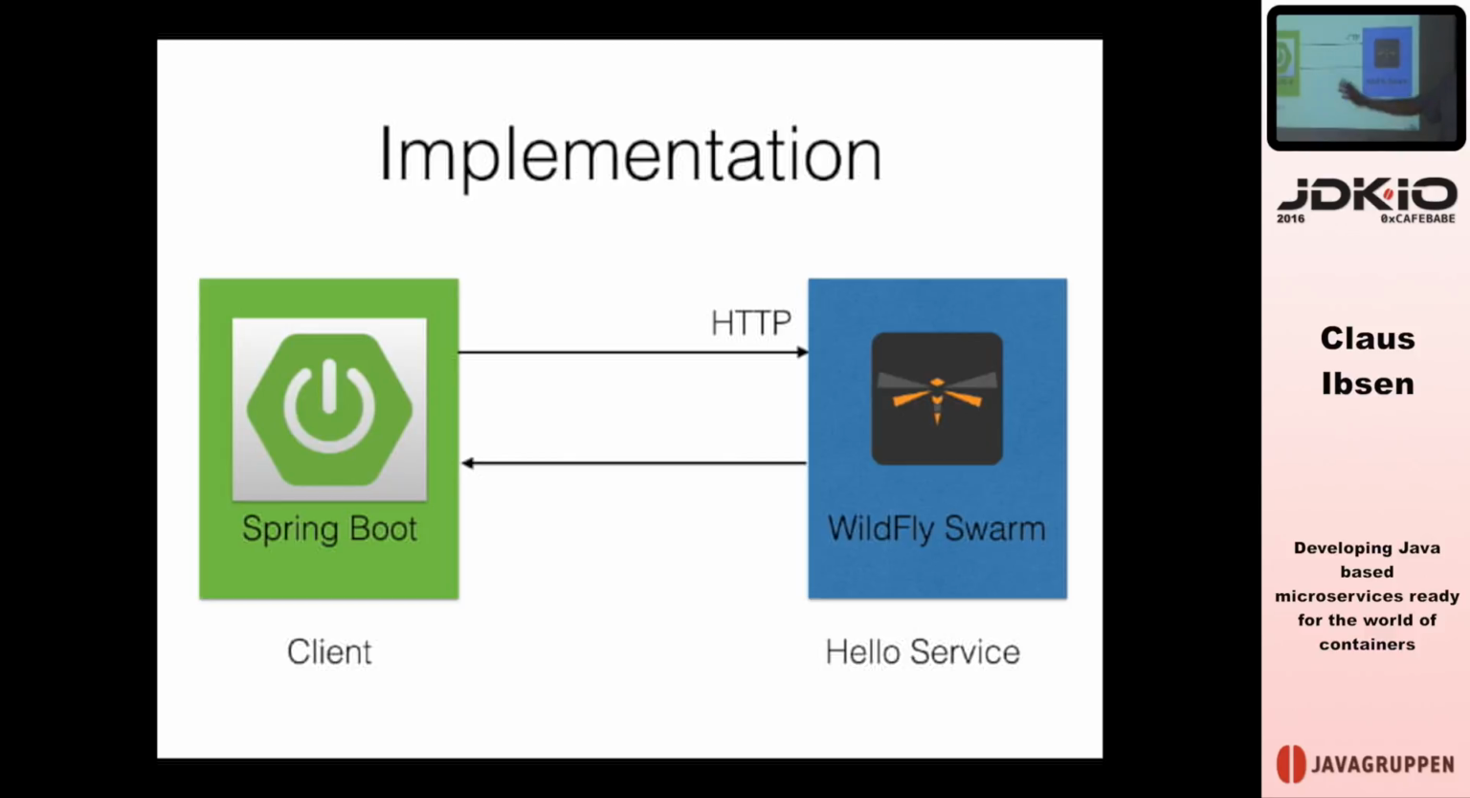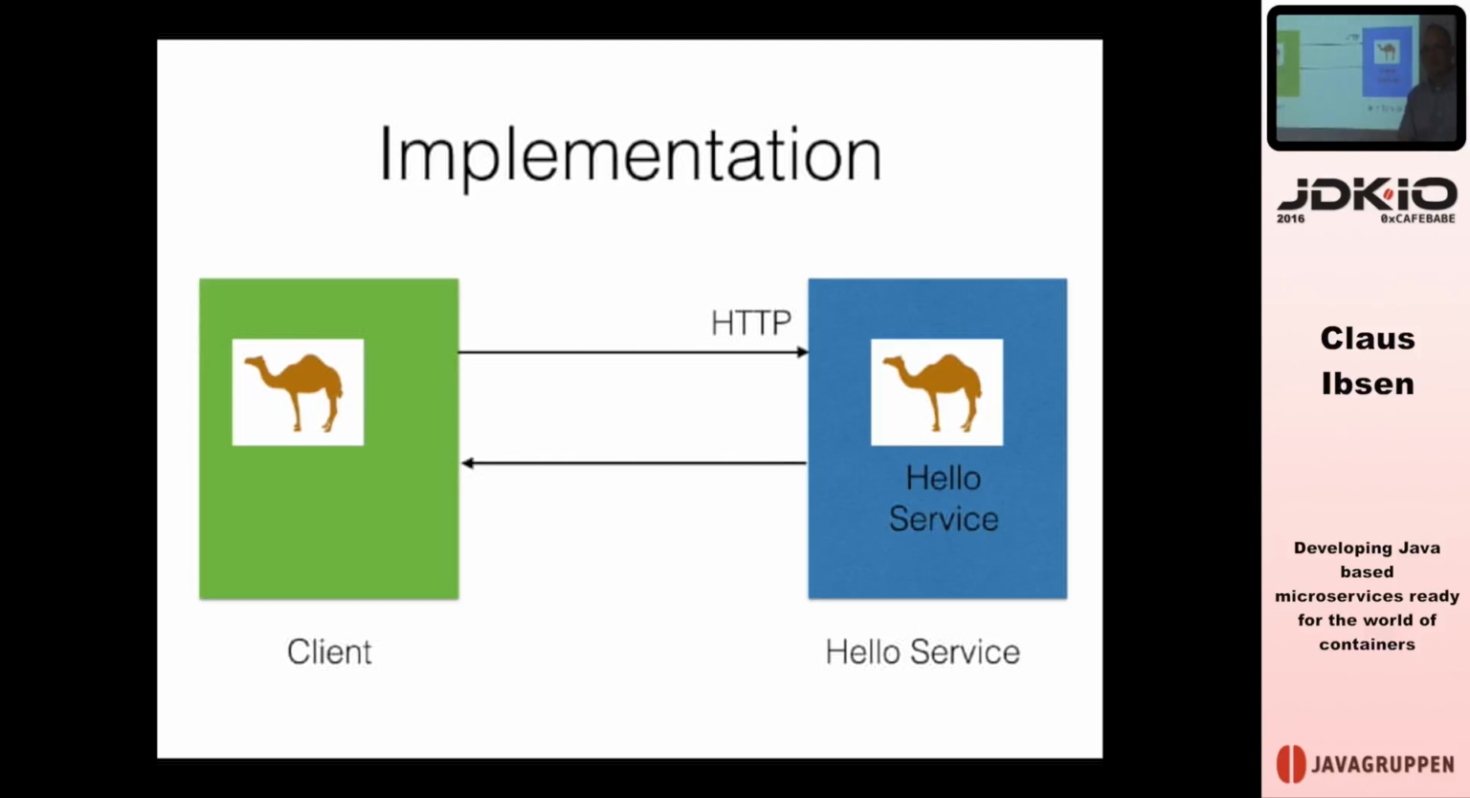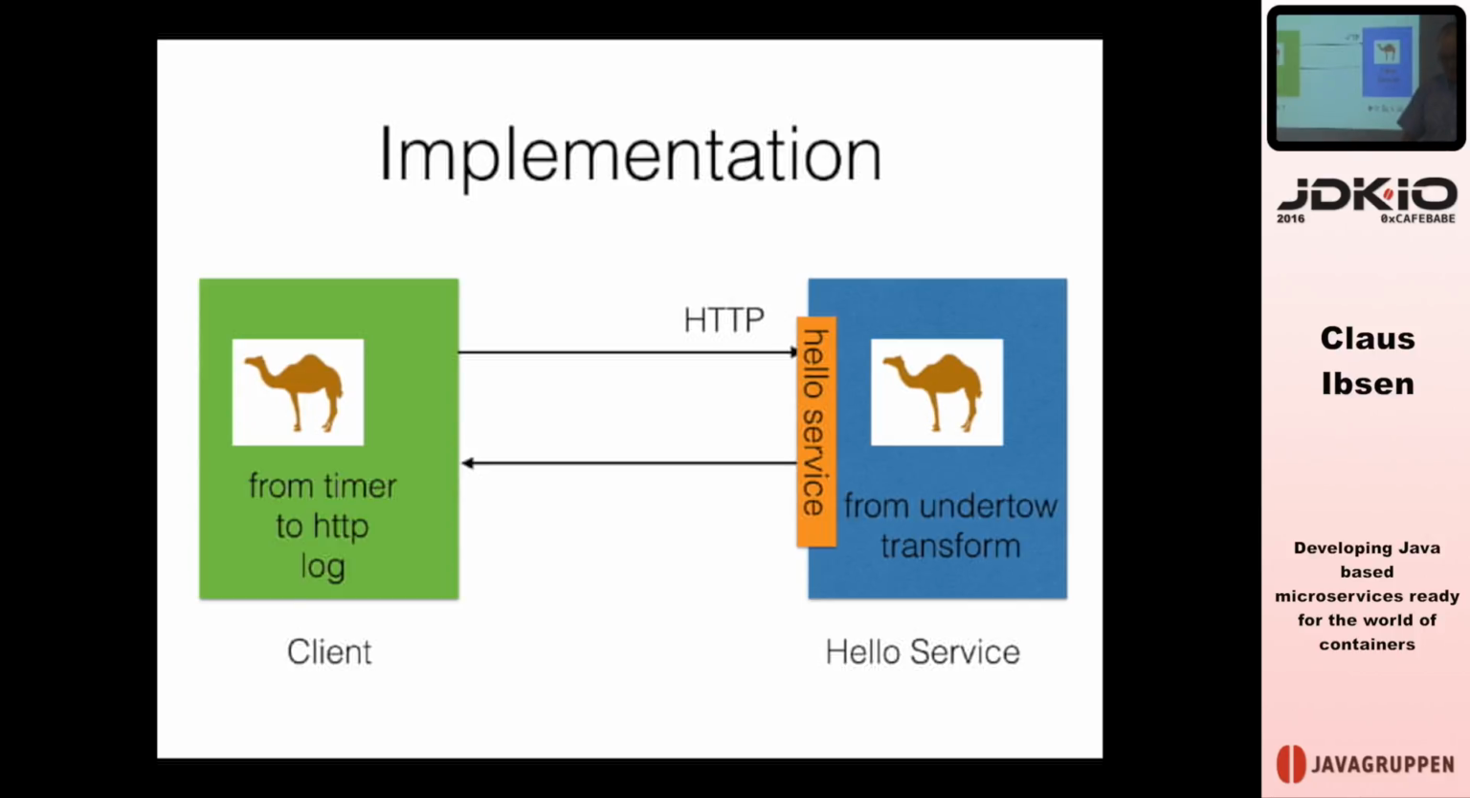And we implement it using two different popular, or one more popular than the other, Java technologies, Spring Boot and WildFly Swarm. And we use HTTP for the service. I'm too biased toward Camel, so I put Camel in both of them. Of course, you don't have to. You don't have to use Camel at all. You can just use Java or Node or whatever, but use Camel.